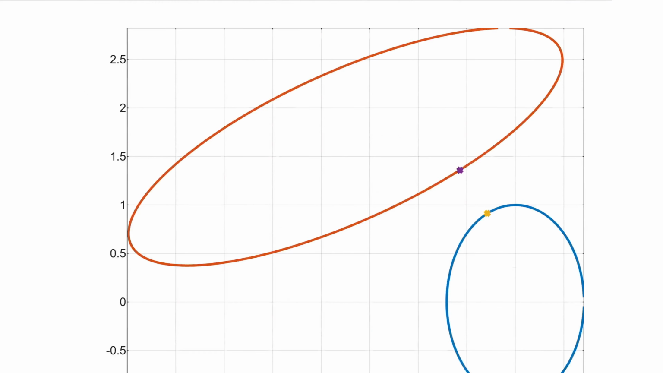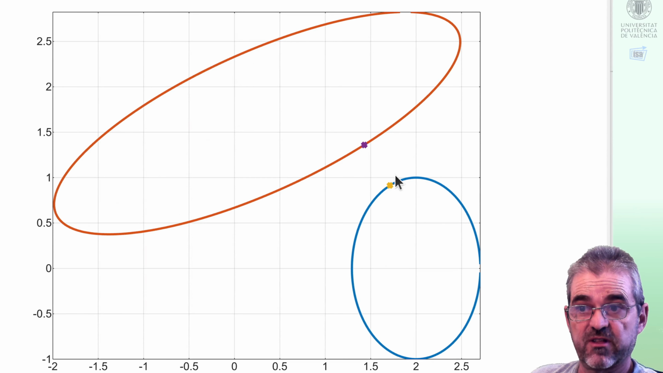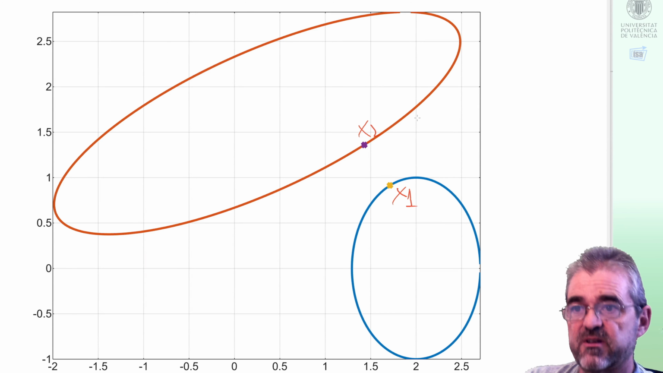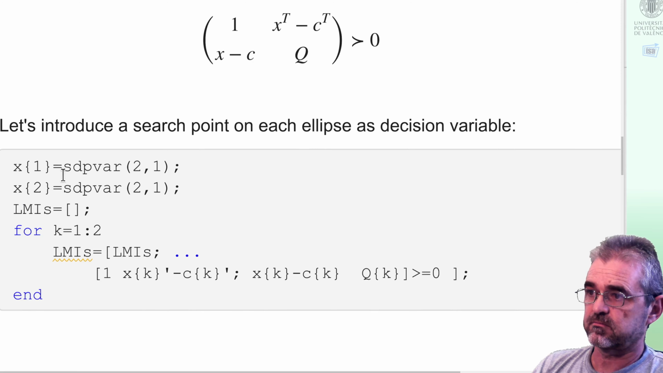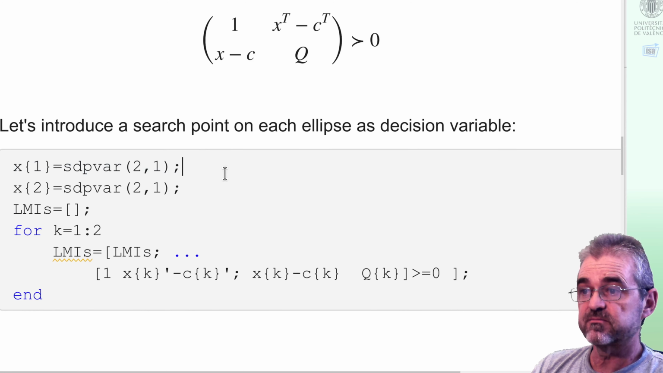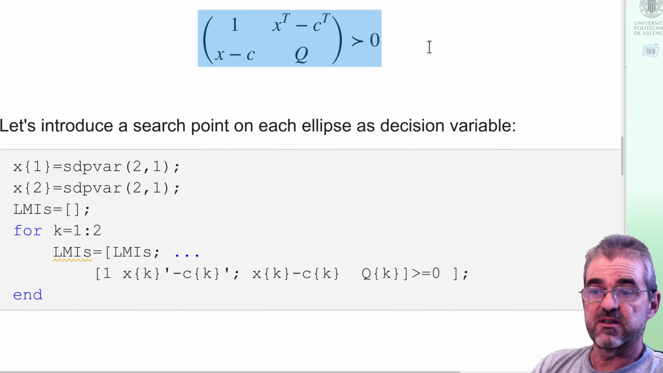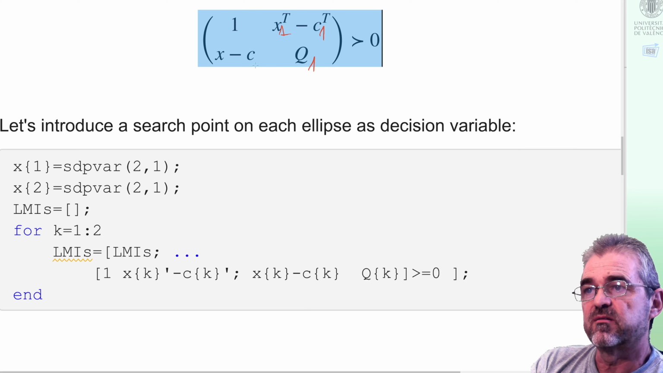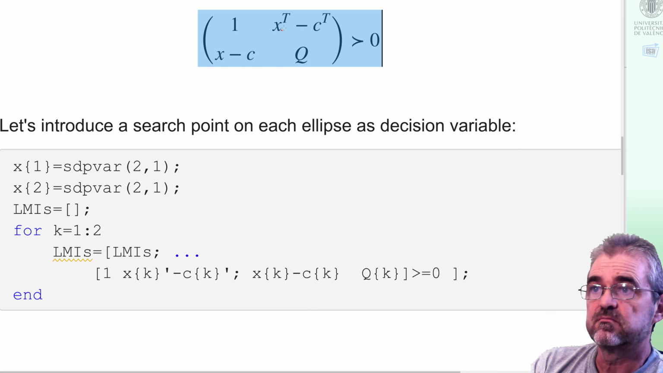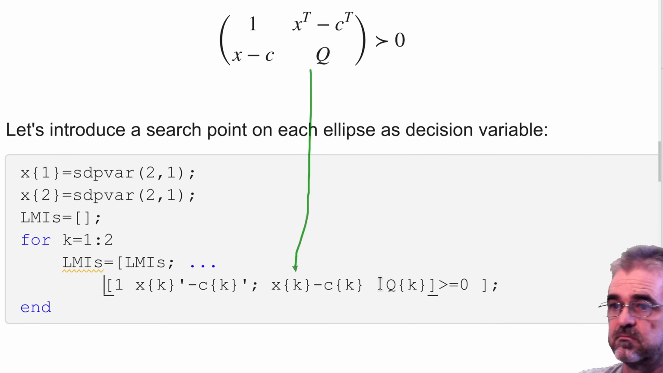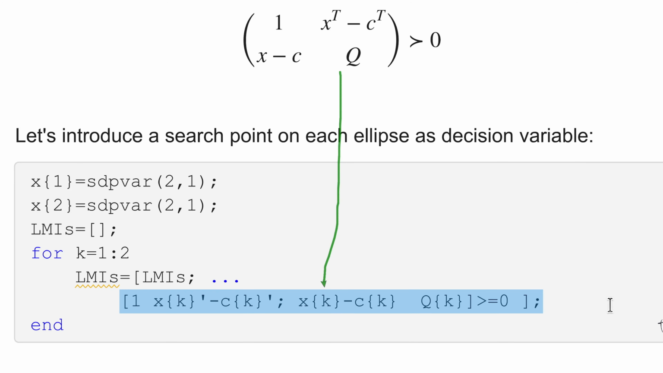So I will need a search point in each of the ellipses. So this will be x1, this will be x2. They will be semidefinite programming decision variables, sdpvar of size 2, and putting this thing for point 1 and ellipsoid 1 and point 2 and ellipsoid 2 is what we are doing here.